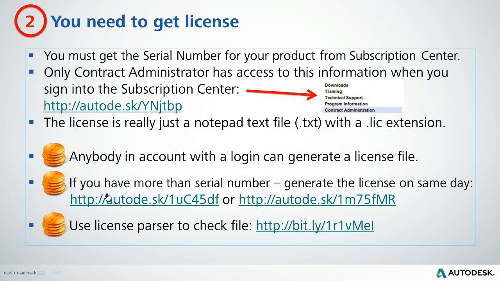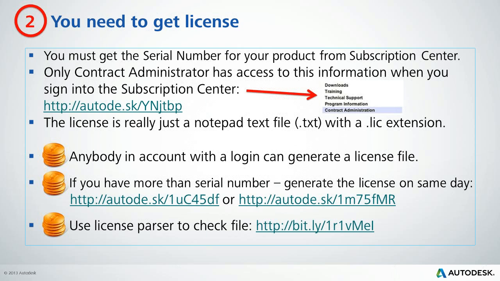Another tip is you can log in and generate a license file if you're with that company, so you don't have to be the contract administrator to generate that file. If you have more than one serial number, you should generate them all on the same day. There are a couple of articles about that. We can discuss a bit more about that next week. I always use a license parser to check the file. That's a really good tip.